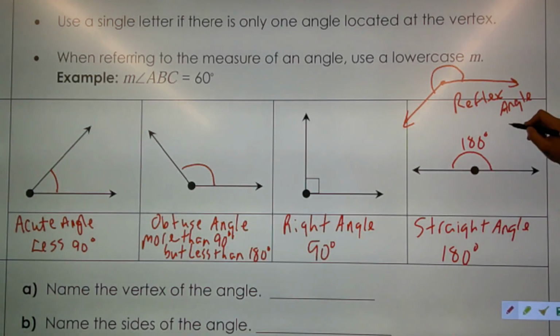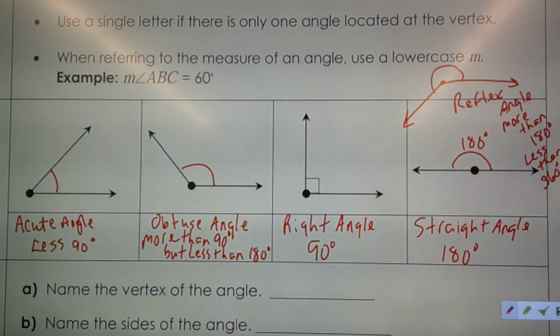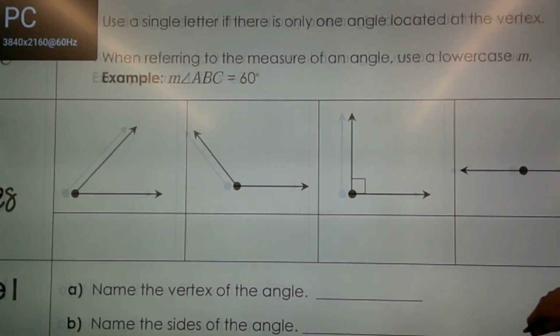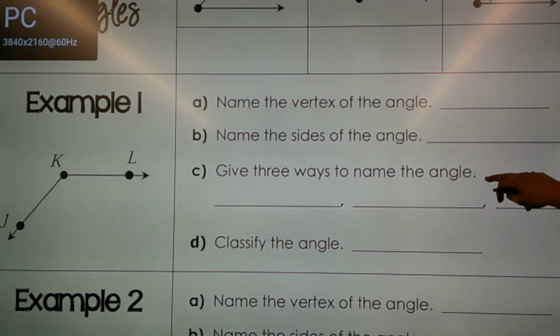And the rule is that it's more than 180, less than 360. It has to be less than 360 because 360 is a circle. These are the 5 types of angles and their rules. Alright, let's look at an example and see what we can learn from looking at our angle.